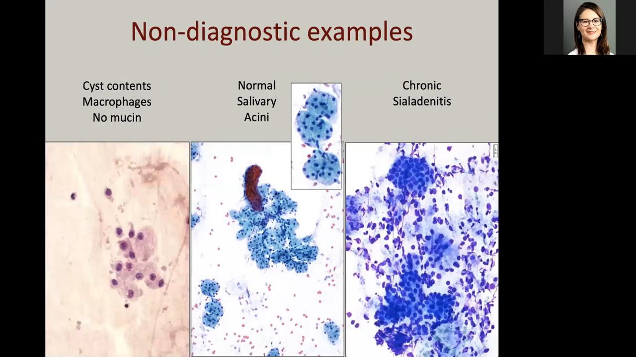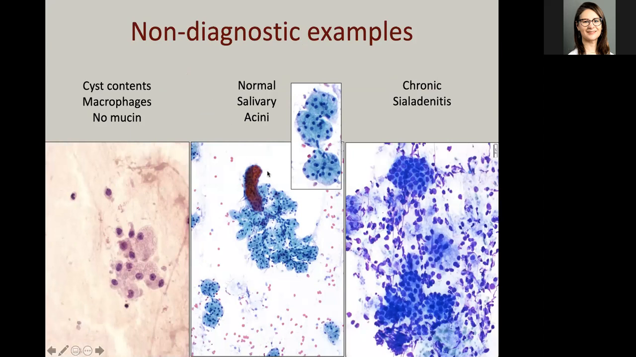So for non-diagnostic, you might see something like just cyst contents. Here, I'm showing you just some foamy macrophages. You can see this very pale vacuolated cytoplasm in a sort of grungy background. There's no mucin, there are no other structures that might indicate what's going on here. This is just the middle of a cyst. It could be the middle of a cystic tumor, but we don't see any epithelial cells, so we're not sure. So this is essentially non-diagnostic.